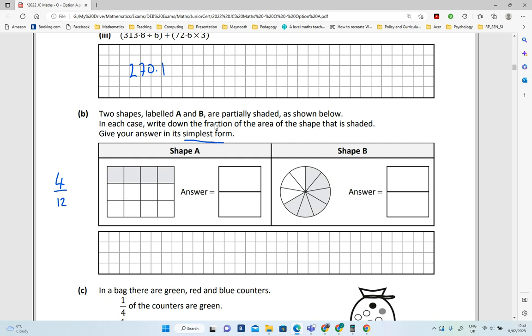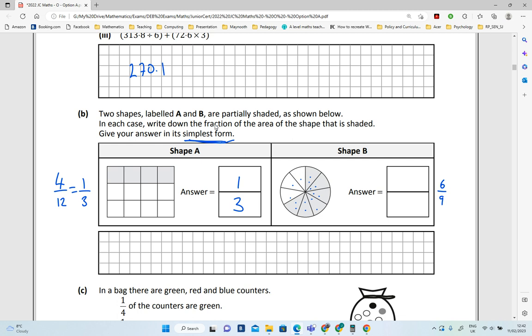But to write it in its simplest form means you need to reduce the fraction where that's possible. So here, if I divide both sides by 4, if I divide 4 into 4, I'm going to get 1. And if I divide 4 into 12, I'm going to get 3. So that's what they're looking for in terms of the simplest form. The other one, let's see how many segments are in this circle. 1, 2, 3, 4, 5, 6, 7, 8, 9. So there's 9 there in total. And the shaded ones are 1, 2, 3, 4, 5, 6. So it's 6 out of 9.